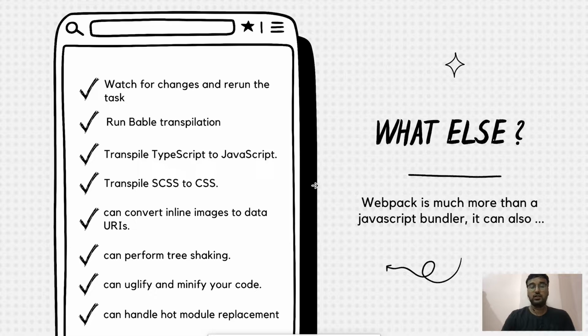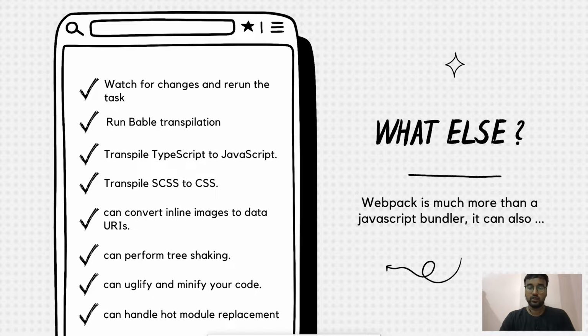And that is not all Webpack does. It also does various other things, as I mentioned. For example, it watches for changes in the code and reruns the task, and it does Babel translation. Other than that, it also does TypeScript conversion to JS, SASS conversion to CSS, and it can convert inline images to data URLs. This helps the images load faster on our web pages.